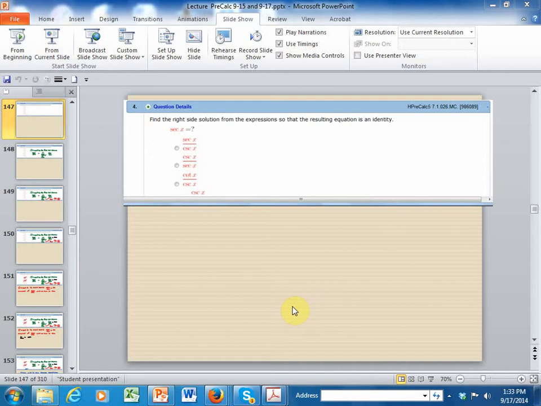So the way I'll ask it is to ask you to take secant x and transform it into sines and cosines or whatever I want you to do, and give you the end goal and ask you to derive from the front to the end.